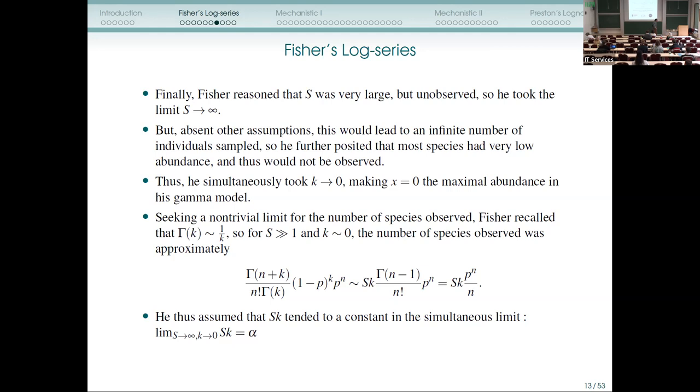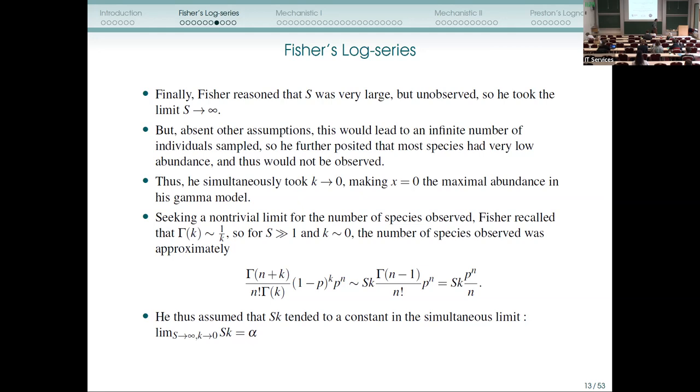So what he did, at the same time, he said, okay, I've got this parameter k. And remember what I said, k was pushing those abundances so that all the abundances were weighted towards zero. And then we said, okay, I'm going to cheat here. I'm going to take k to 0 at the same time I take S to infinity. There aren't really many species out there, but most of them are just so rare I'm never going to see them. And I'm going to let that balance it out. And he said, okay, I'm going to suppose that S times k goes to a value alpha.